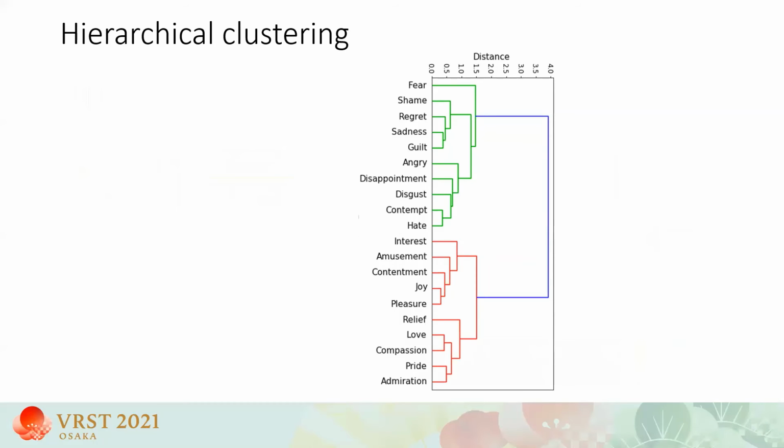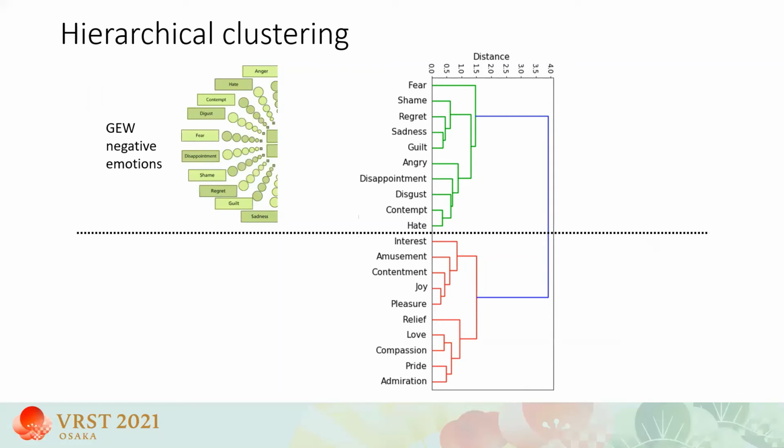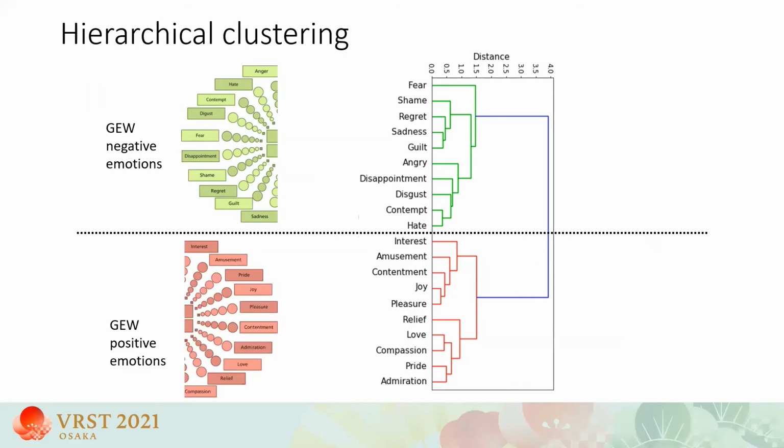Looking at the result, it shows the high-level difference between positive and negative emotions, where negative emotions are clustered together in the green upper cluster, which corresponds to the left part of the emotion wheel. And in the red lower cluster, positive emotions cluster together, which corresponds to the right part of the emotion wheel. The result shows a significant difference between positive and negative emotion due to the dissimilarity between them.